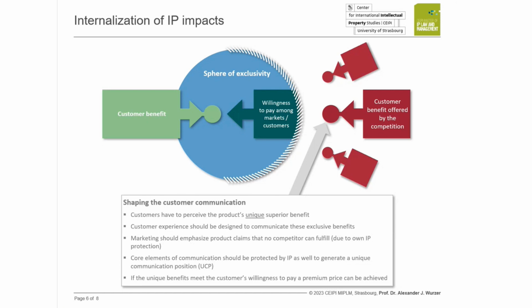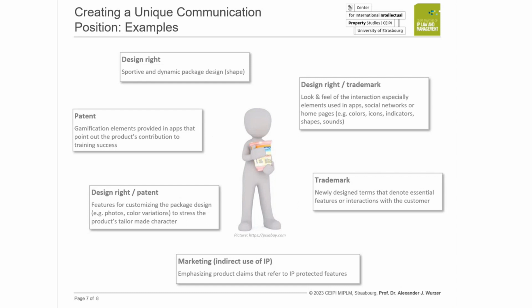And this is, of course, super crucial by blocking the competition out of the market, as they have no entrance without this app interface. They have no entrance to communicate their benefits. Exactly. If then the unique benefits meet the customer's willingness to pay, a premium price can be achieved. And of course they do, because of our supreme IP strategy. They have no choice.